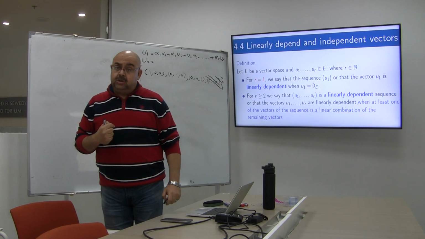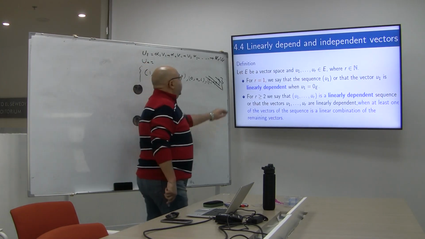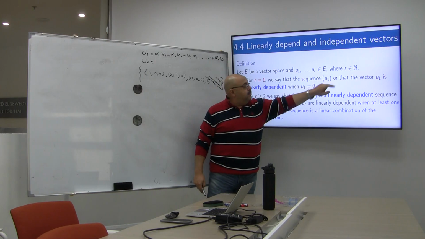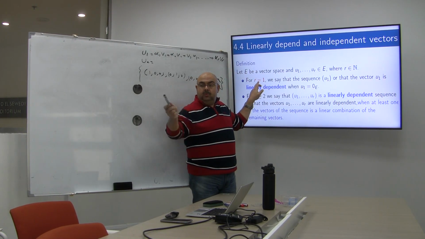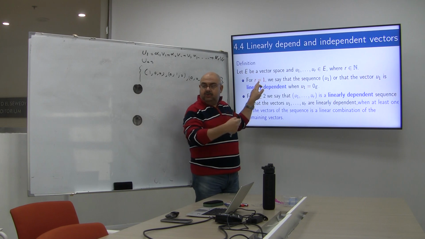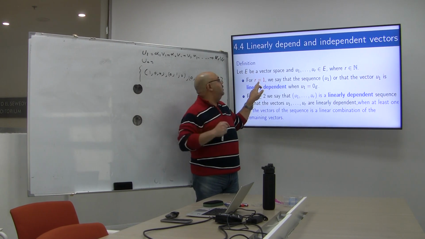But after I finish it, I will give you the summary of all of this. Okay, let E be a vector space, and U1 up to UR belong to E, where R belongs to N. Remark: if R is equal to 1, what's the meaning of R equal to 1? You have just only one vector. R is the number of vectors, 1, 2, 3, up to R. So if R is equal to 1, I'm talking about one vector.